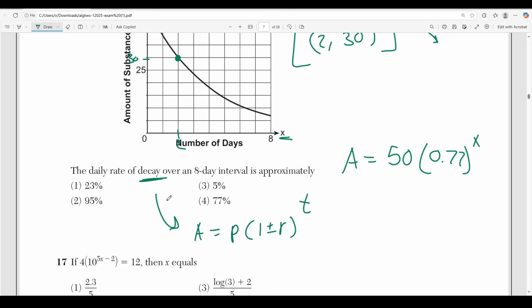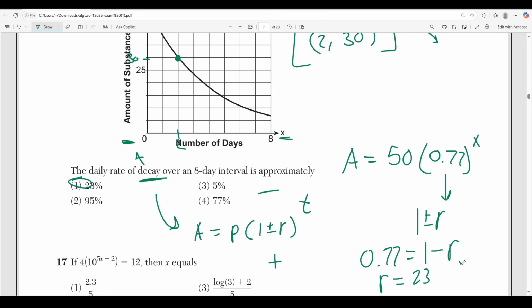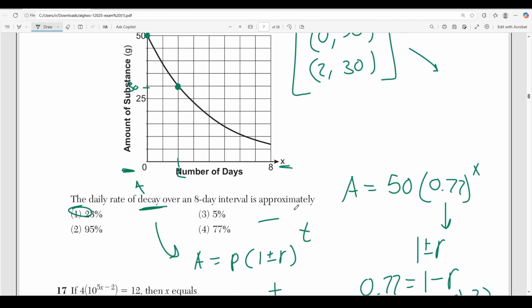So what's the rate? Well, remember that whatever's inside of this parentheses is equal to 1 plus or minus the rate. So I know that 0.77 is equal to 1 minus the rate. Why is it minus? Because a decay is always minus. This is a general formula for growth and decay. When you have growth, it's going to be plus r, and when you have decay, it's going to be minus r. So 0.77 is equal to 1 minus r. In this case, r has to equal 0.23, which is 23%, which is going to line up with choice 1.